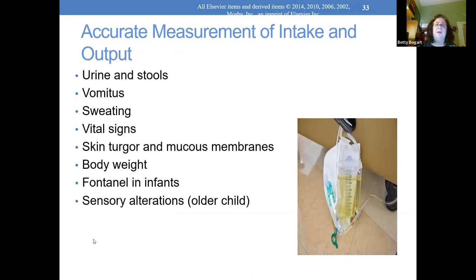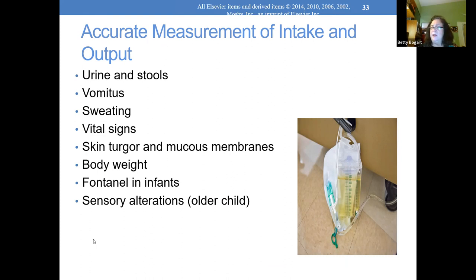So accurate measuring of intake and output. There are always questions on what do you measure for output. Urine, stools, vomit. And vomit, most of the time, could be an estimation, like a guesstimation. You didn't always catch the whole thing. Even sweating. But there are children with profuse sweating that you need to have some sort of measurement.